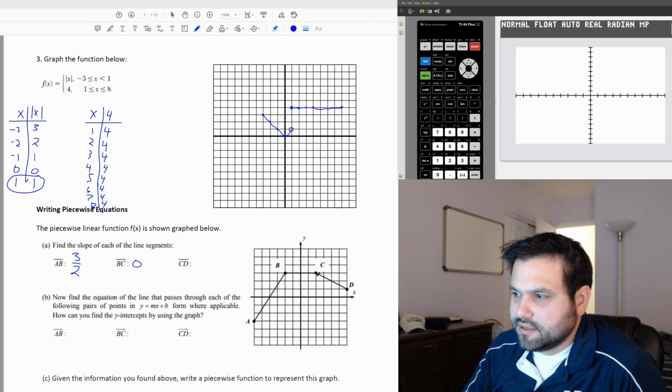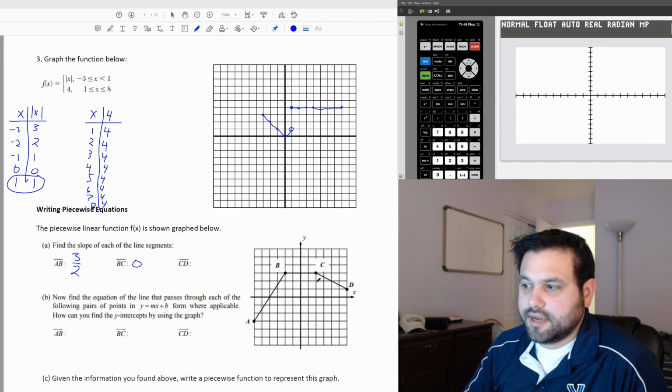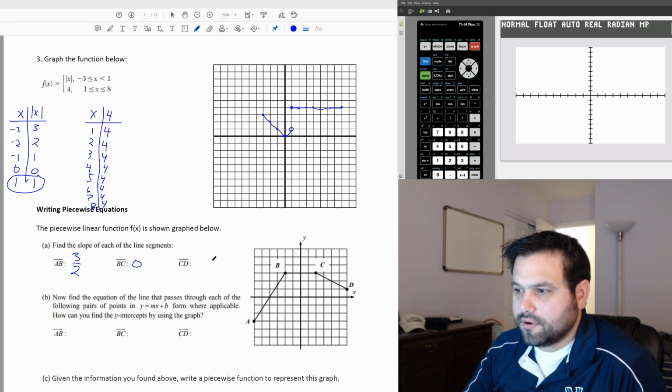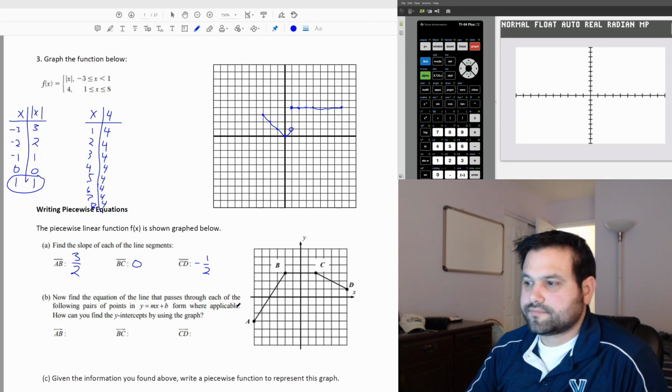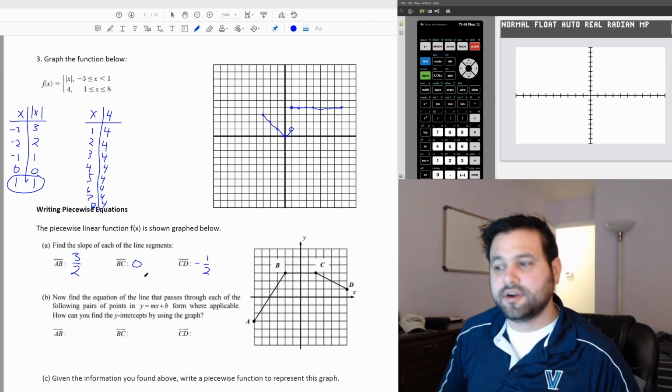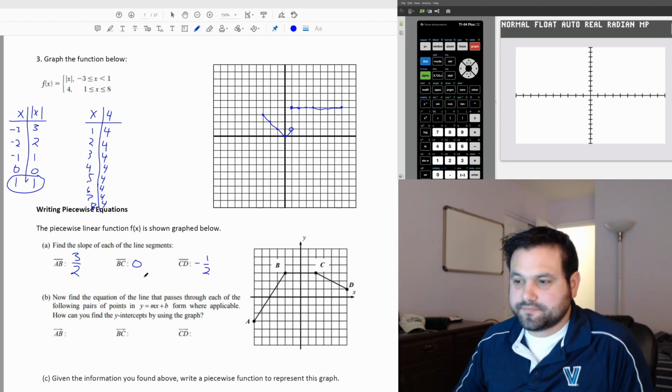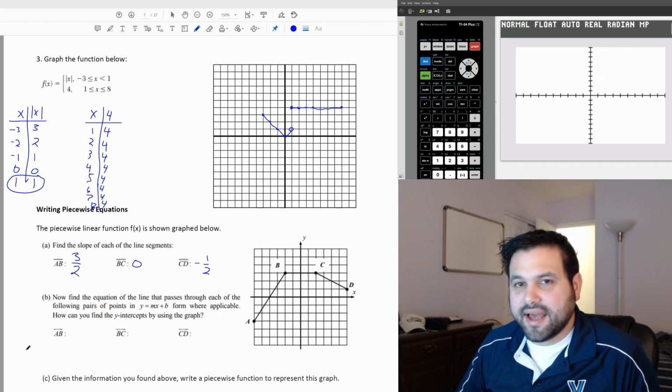From C to D, this goes down 1, 2, and over 1, 2, 3, 4. So negative 2 divided by 4 would be negative 1 half. Next part is to identify the y-intercept. So now that we have the slope, we know the pattern of this line.